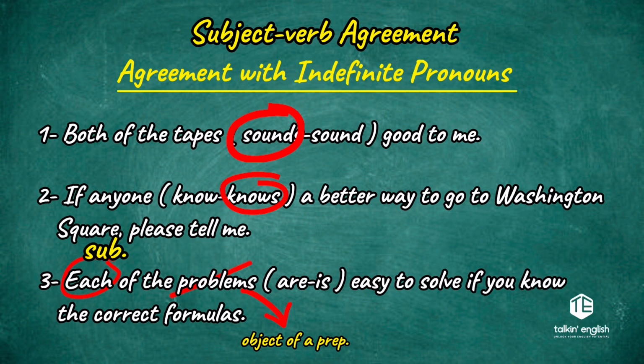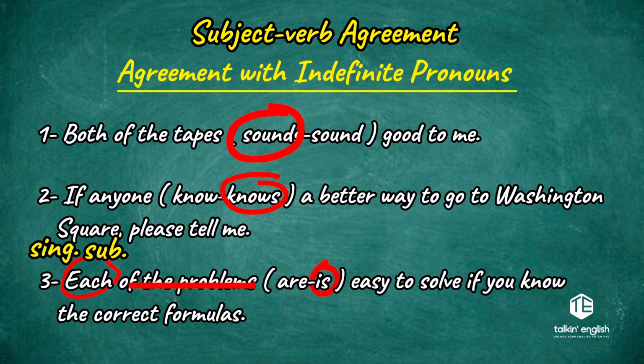Here I need to ignore the prepositional phrase because the word each is always singular and I don't need the prepositional phrase to figure out the number of the word each. And because the indefinite pronoun each is singular, I have to choose a singular verb. The singular verb here is the word is.